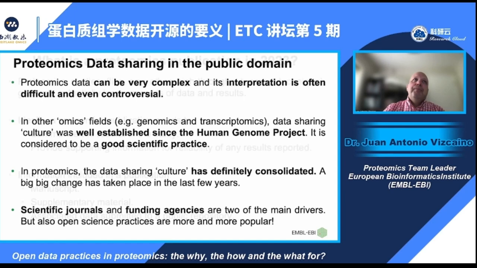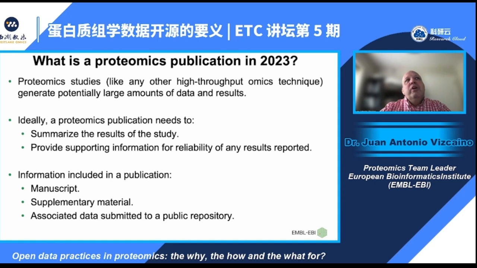So what is a proteomics publication this year, in 2023? As we all know, proteomics studies, like any other kind of high-throughput omics technique, generate potentially large amounts of data and results. So ideally, a proteomics publication needs to, first of all, summarize the results of the study, and second, provide supporting information for at least checking the reliability of any results that are reported. So I'm sure that you are well aware of this. The information included in a publication these days is included in the manuscript. This is what most people read. Then the supplementary material. This is basically what people that have a higher interest in some particular aspect of the work, maybe technical, read as well, of course.